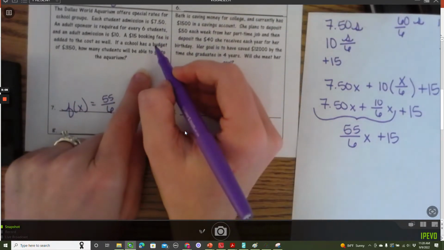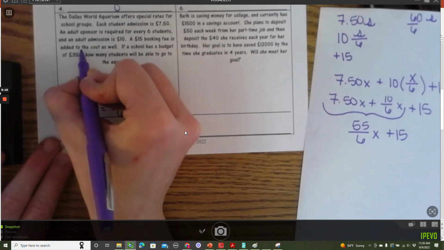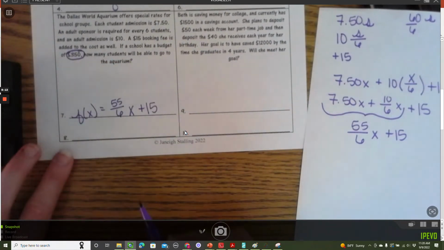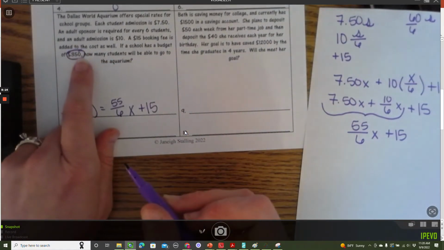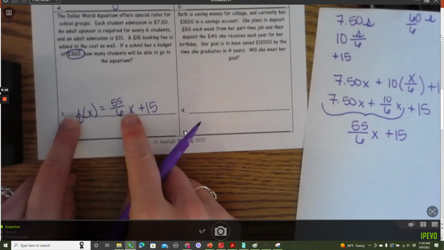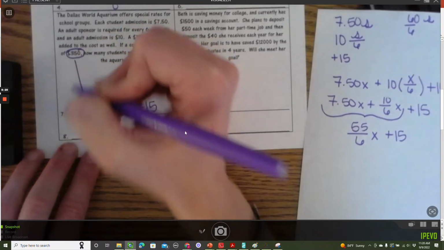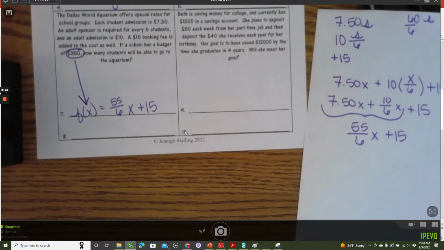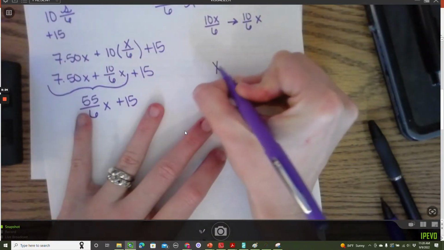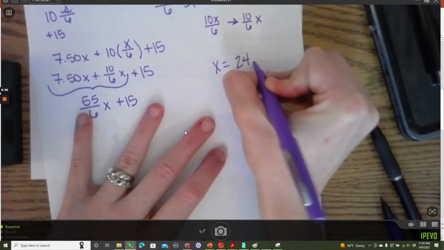All right, if a school has a budget of $350, how many students can they take? Where would I plug that $350? Would it go in for f of x or x? Okay, now, if you get a decimal on this one, say x equals 24.4 kids, what would your answer be? I'm just giving you a random number here. Say x equals, and this is not correct, 24.4.